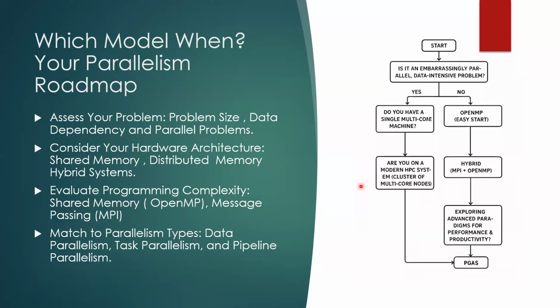So let's look at the last point: matching to parallelism types. Whether you want data parallelism, task parallelism, or pipeline, how do you choose your models? Some models may work easily on OpenMP or shared memory, but some work better with message passing interfaces like MPI. So it all depends on these factors to choose which model I can pick to work on my software.